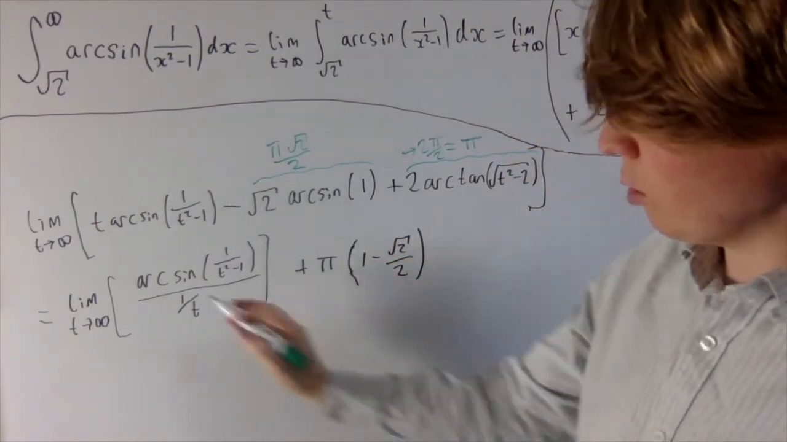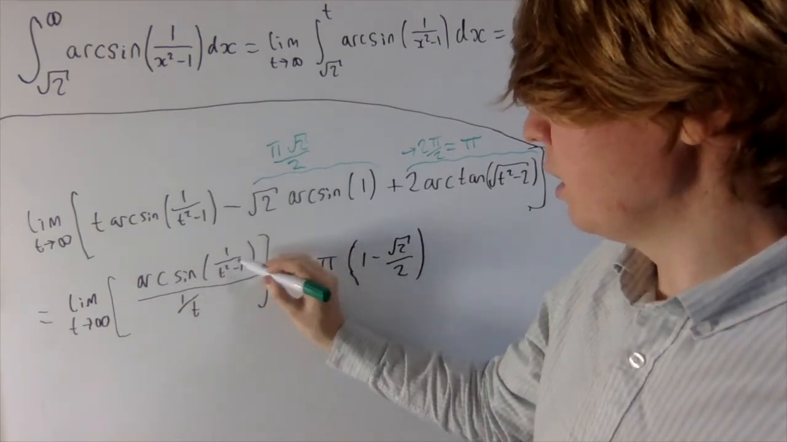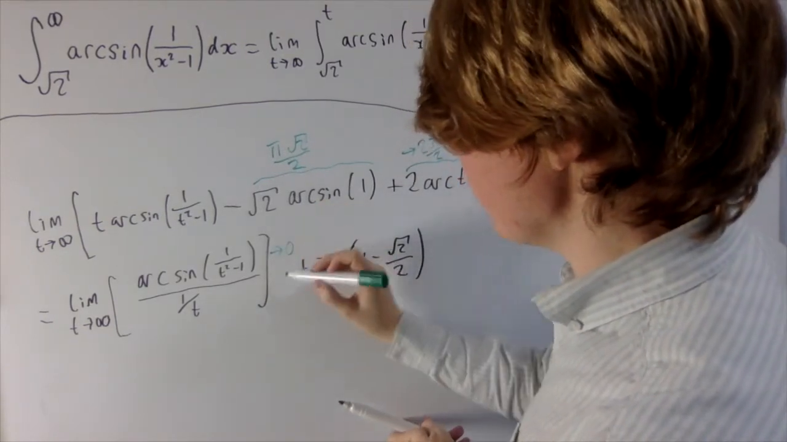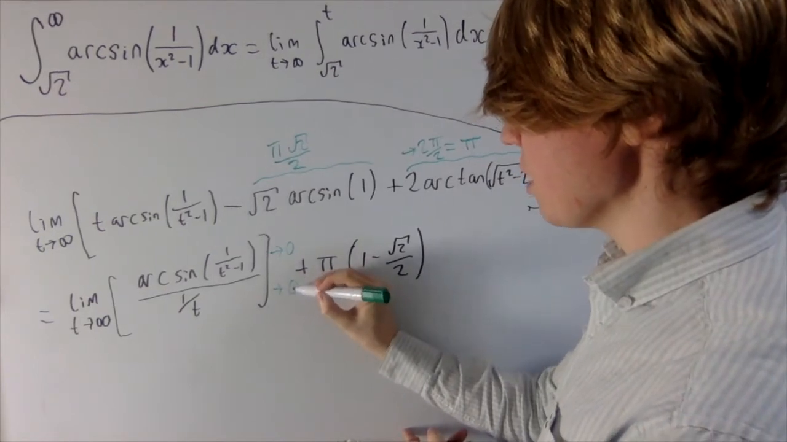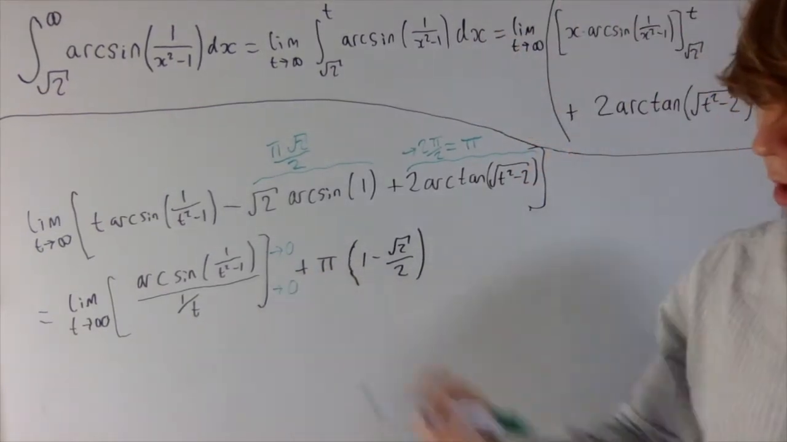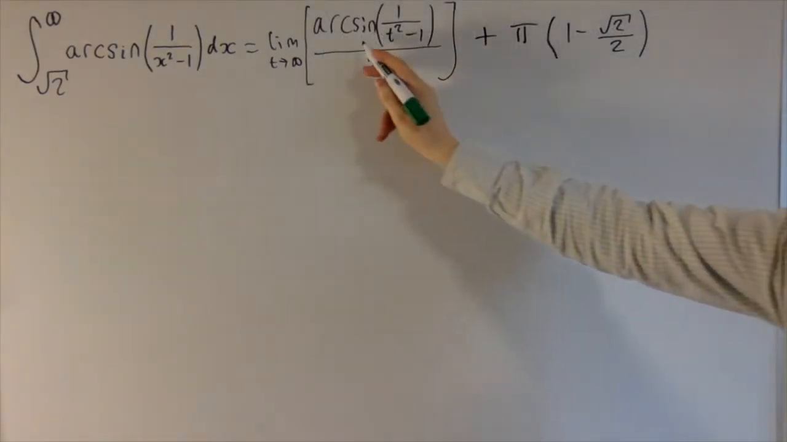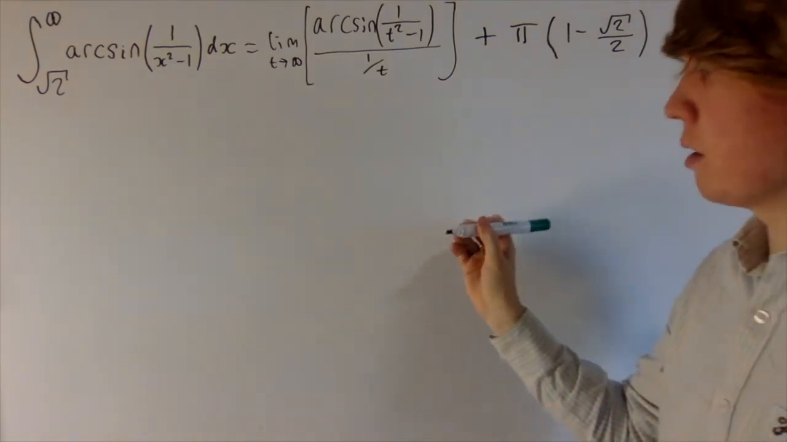So here let's check that we can use L'Hopital's rule. So arcsine of 1 over t squared minus 1, this is going to be arcsine of 0. So this thing definitely converges to 0. And then 1 over t, as t goes to infinity, this also converges to 0. So it's going to be okay to use L'Hopital's rule here. So let's have a go at differentiating arcsine of 1 over t squared minus 1. We'll differentiate 1 over t as well.